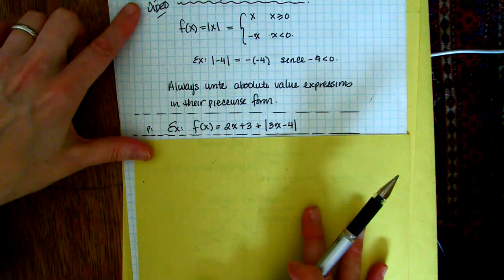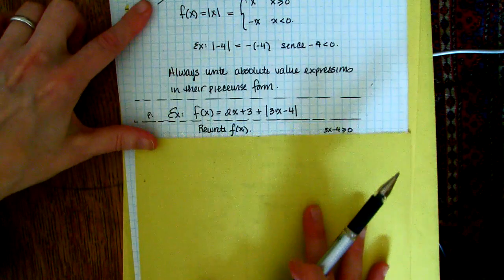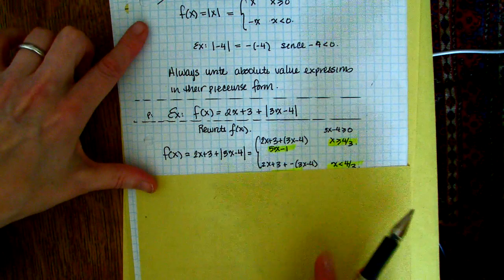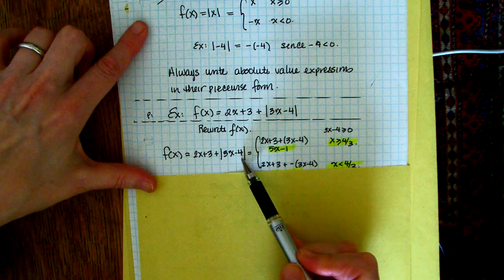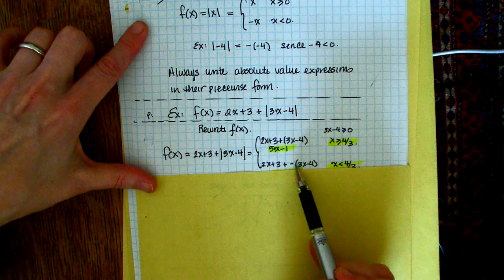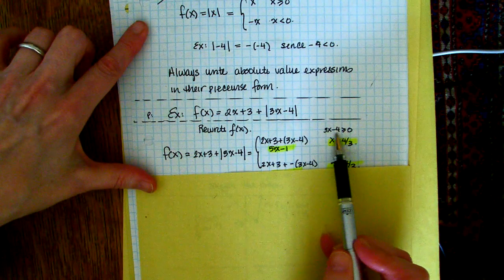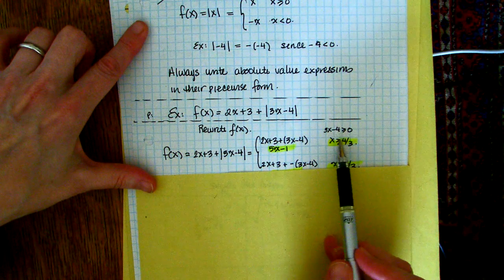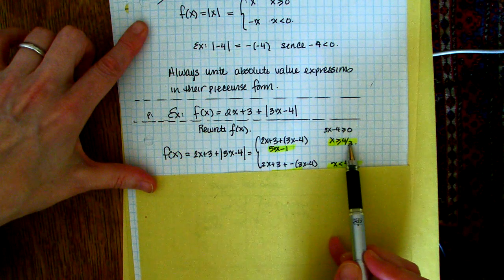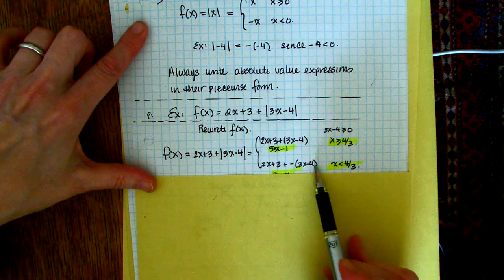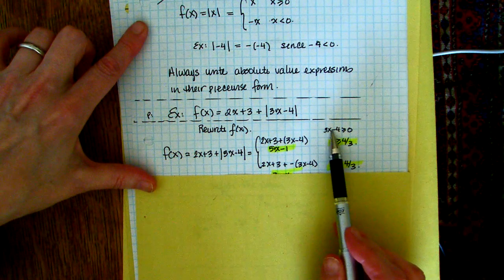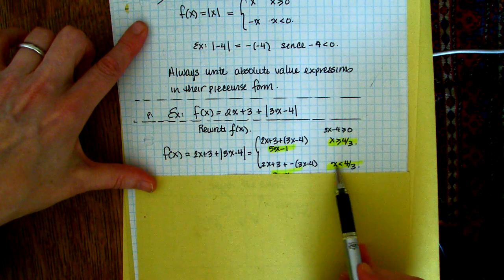So you're writing this as a piecewise function. Okay, so here's what you get. So either this absolute value of 3x minus 4 is 3x minus 4, or it's the opposite of 3x minus 4. It's equal to 3x minus 4 when 3x minus 4 is greater than or equal to 0. And that would mean x is greater than or equal to 4/3. And it's the opposite of 3x minus 4 when 3x minus 4 is less than 0. And that means x is less than 4/3.